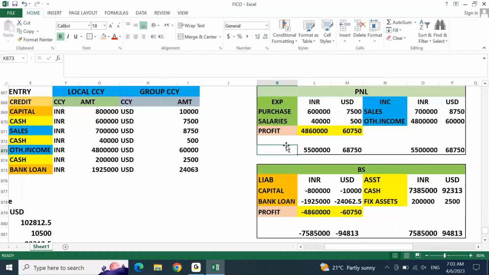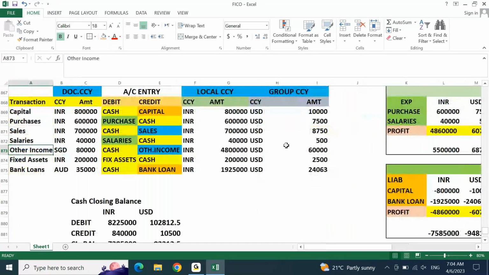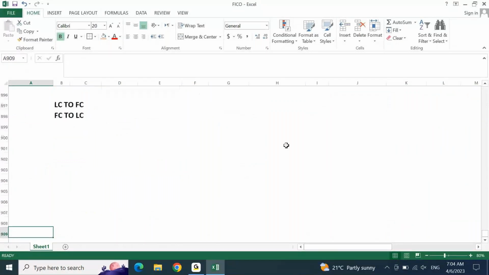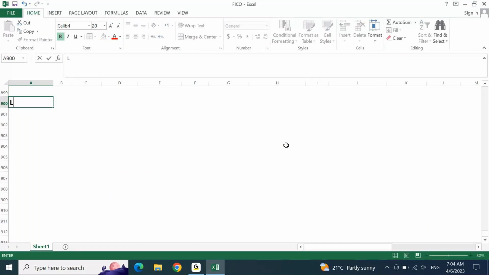Later on, there is one more activity. Is this clear? This is the activity to be done from scratch, from the initial business transaction onwards. The next one that you are going to do is legacy values upload.